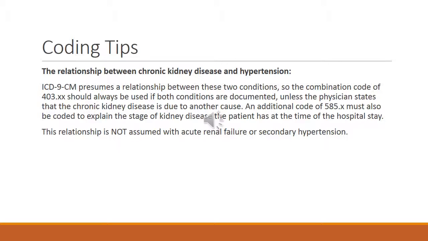And our last coding tip, the relationship between chronic kidney disease and hypertension. Now, ICD-9-CM presumes a relationship between these two conditions, so the combination code of 403.XX should always be used if both conditions are documented, unless the physician states that the chronic kidney disease is due to another cause. An additional code of 585.X must also be coded to explain the stage of kidney disease the patient has at the time of the hospital stay. This relationship is not assumed with acute renal failure or secondary hypertension.